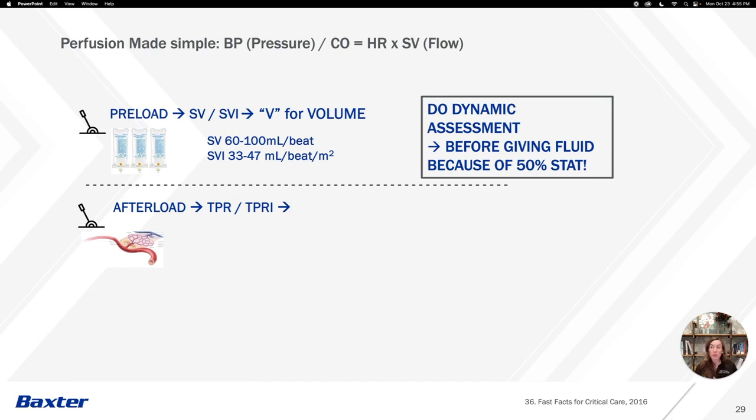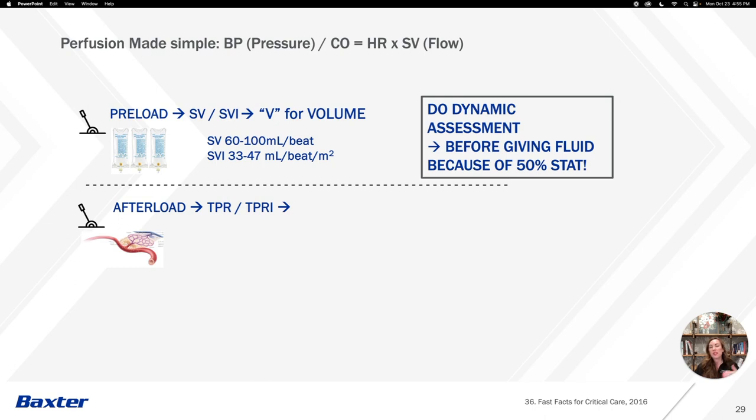And we just went through a lot of literature that was talking about this. So afterload is working with downstream blood flow, and it is the amount of resistance the heart has to overcome to get blood out to the body. So you can measure this invasively or non-invasively. Total peripheral resistance is the non-invasive version of SVR.